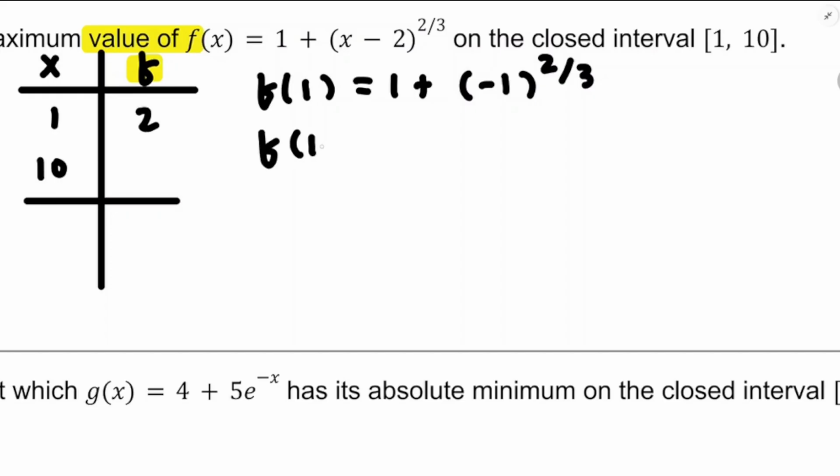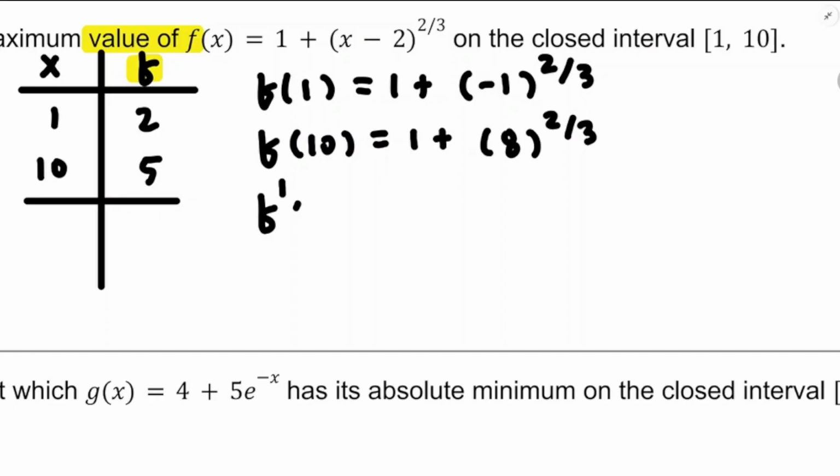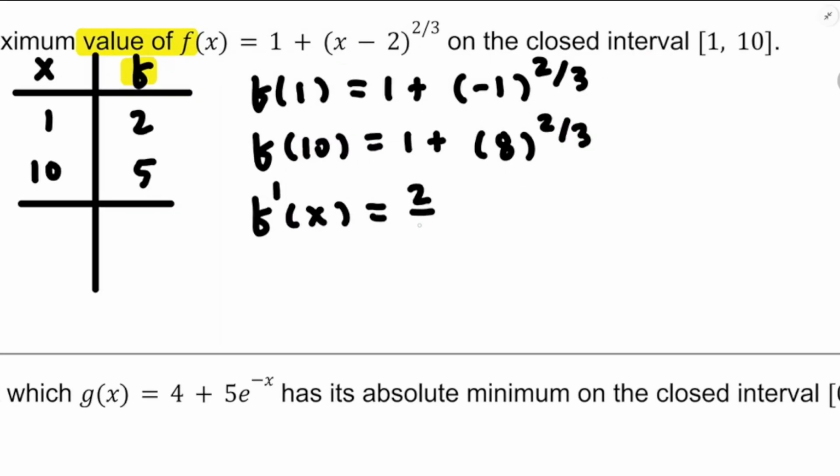Then f of 10 would equal 1 plus 8 to the 2/3. Cube root of 8 is 2. Square 2, that's 4. So 1 plus 4, 5. And then we need to also check the critical points. So that'll be f prime of x, which equals 0 plus 2/3 of (x minus 2) to the -1/3.